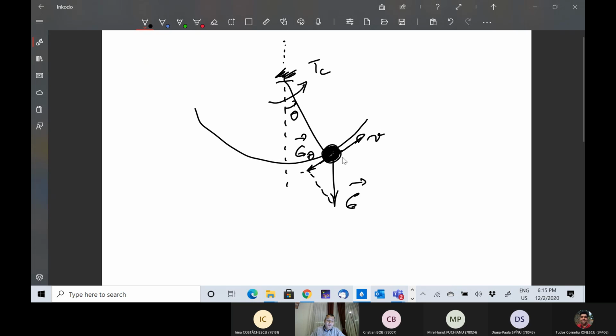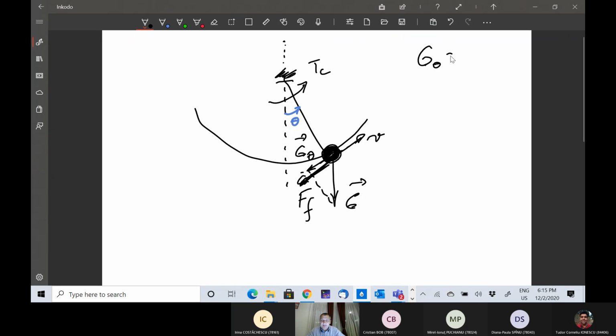You can also assume that there is a friction force. I did not assume that we have a friction force here, but I assume that we have a friction force with the air. There is also here a friction force, also opposite to the speed, right?